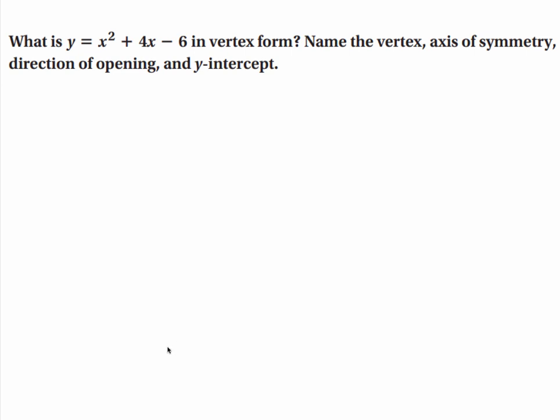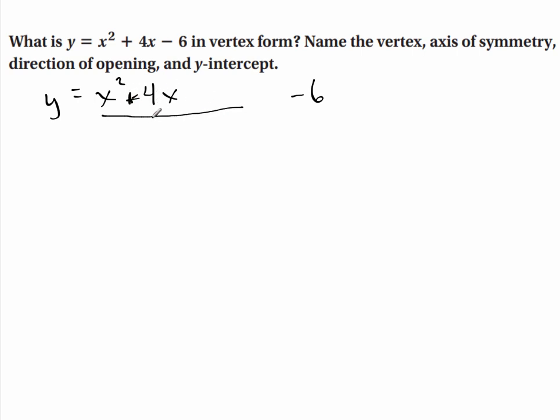Now, sometimes we're going to throw more complicated problems in, but they're really not. If I ask you to find this in vertex form, what I'm really asking you to do is to solve this so that you find the zeros to start with. Let's do it this way. Y is equal to x squared plus 4x. Now I'm going to move this negative 6 way over here because I want to complete this square right here.